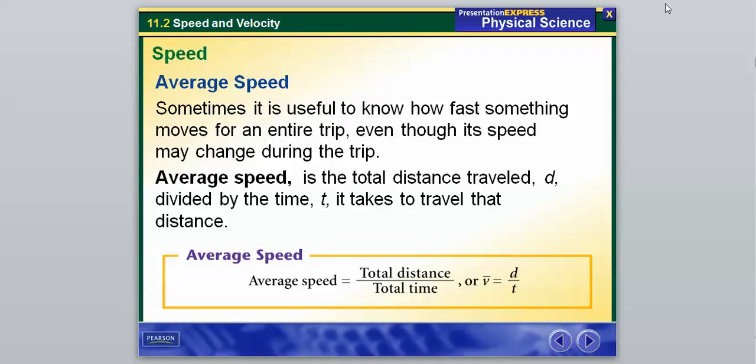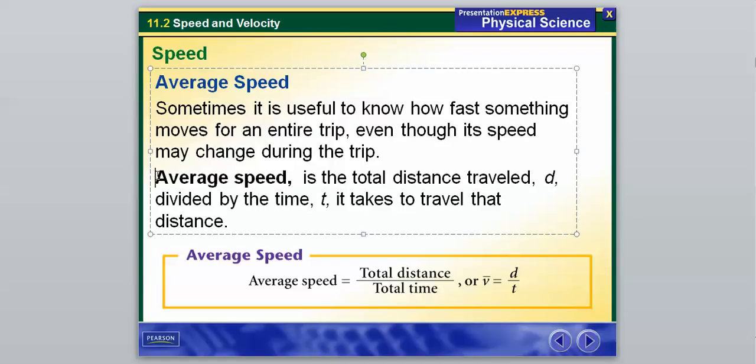We calculate average speed, and on your quiz I definitely might ask you what the definition is, but I might also ask you to calculate an average speed if I give you a couple of variables. So make sure you pay attention to what the formula actually is, because we're going to give an example. Average speed is the total distance traveled, represented by d, divided by the time, t, it takes to travel that distance.